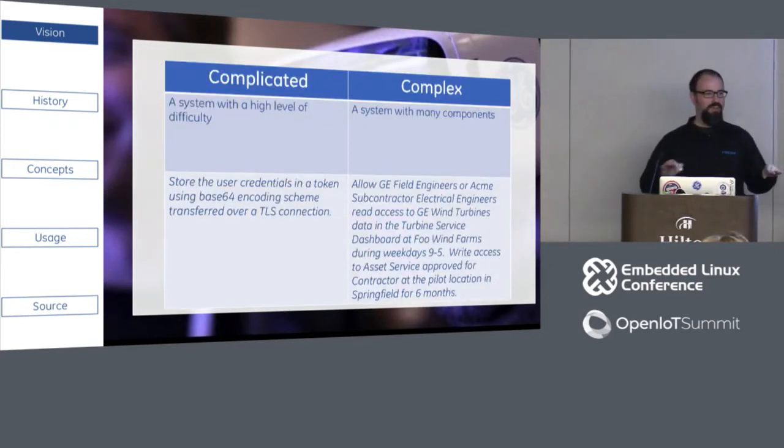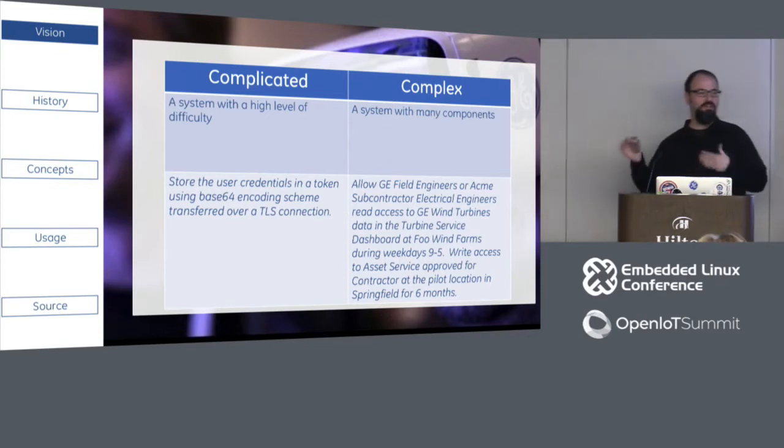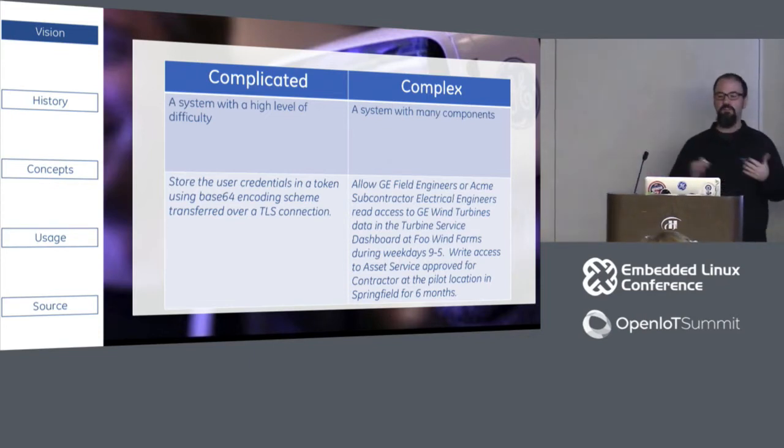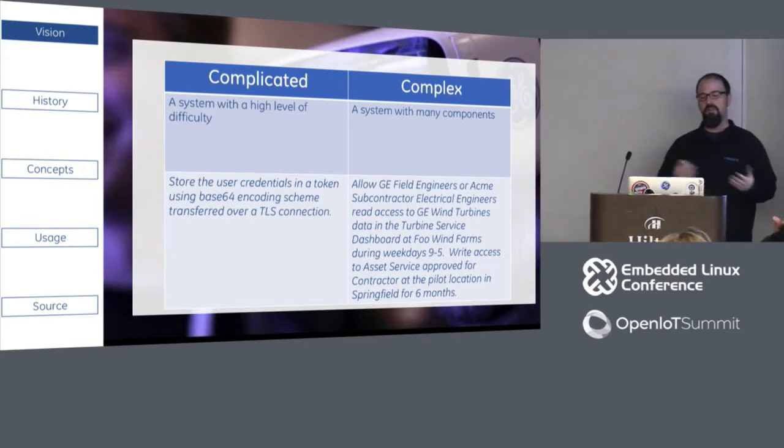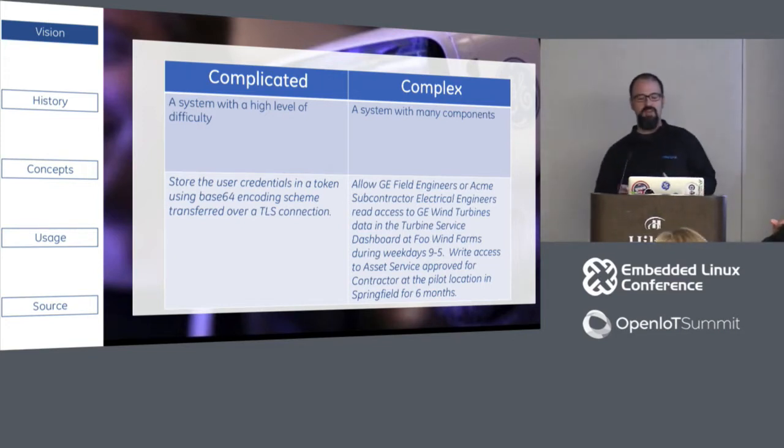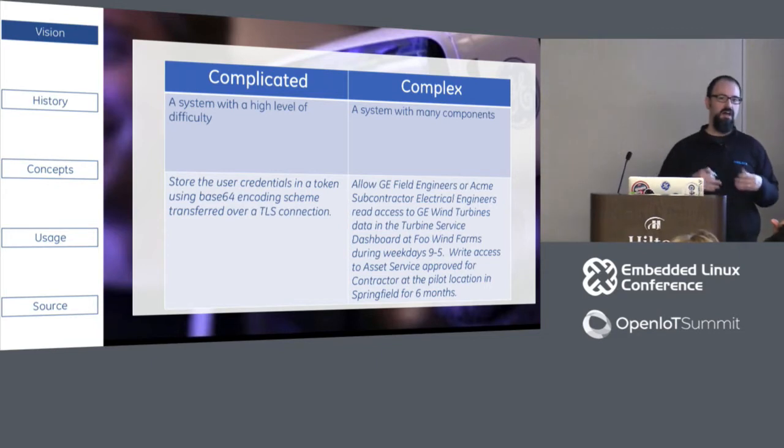So another, again, level set, complicated versus complex. Right? A complicated might be a system with a high level of difficulty. You know, store the user credentials and a token using Base64 encoding scheme transferred over a TLS connection. And with this being Embedded Linux Conference, there's a lot of very complicated and interesting technology to explore and understand. But on the other side, there's complex, a system that has many components and how you manage that complexity.